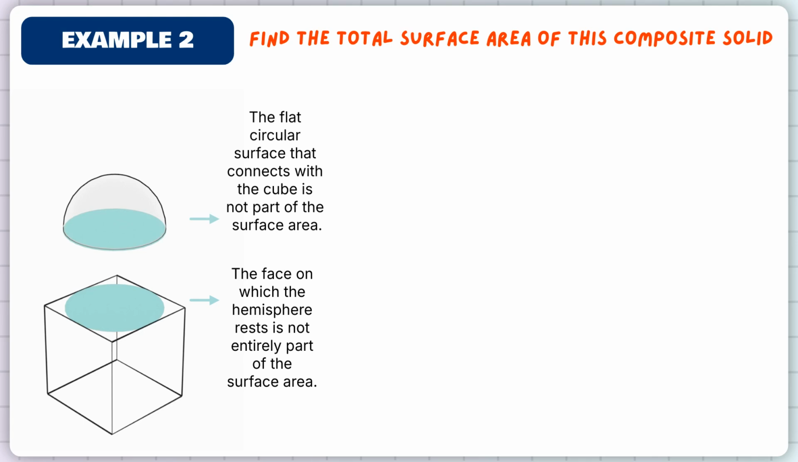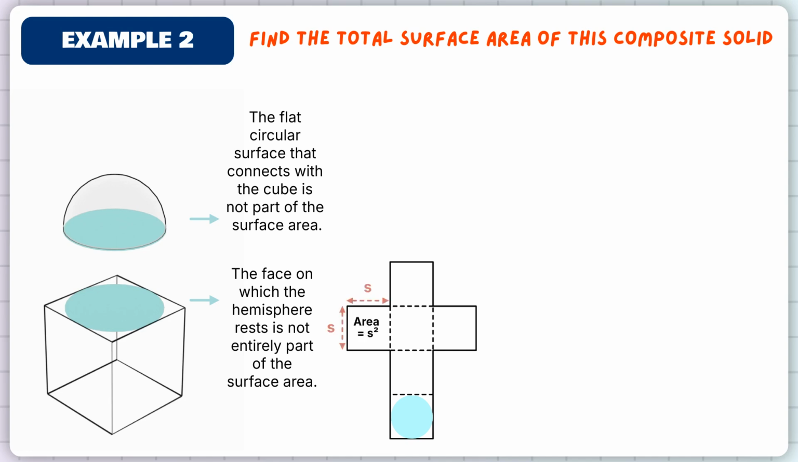Let's now deal with the cube's surface area. Like before, the cube has 6 identical faces, but one face is partially covered by the hemisphere. Each face of the cube has an area of side length squared, but we need to subtract the area of the hemisphere's base. The area of the base of the hemisphere is the same as the area of a circle, using the radius of the hemisphere. So we get area equals pi r squared. Therefore, the included surface area for the cube equals 6 times side length squared minus pi r squared, where r is the radius of the hemisphere.